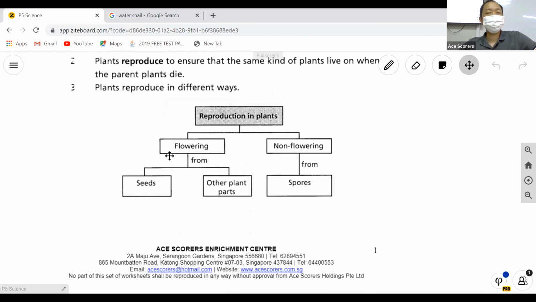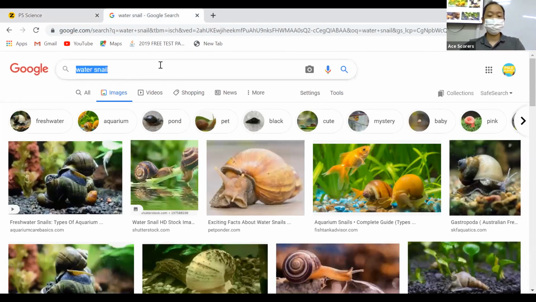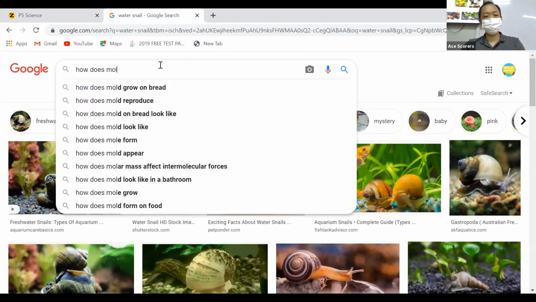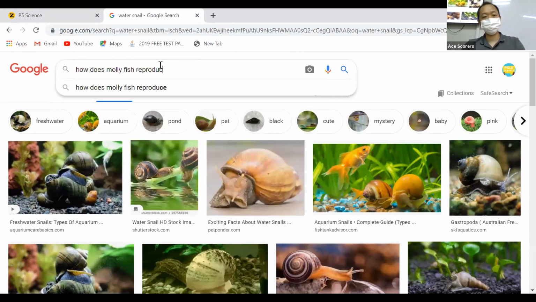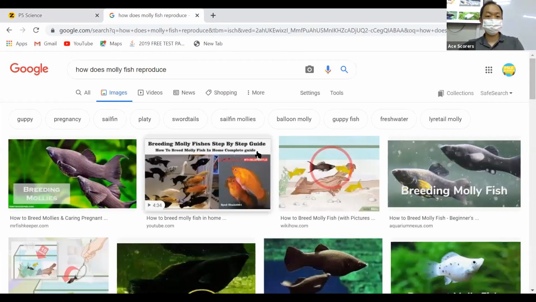If a fish cannot lay eggs, then how do they ensure their kind continues? Like those that give birth to young alive. They just give birth to young. I'm not so sure about this. Molly, I'm not sure. Molly fish, I don't know. Okay, let me see. How does molly fish reproduce? Giving birth alive.